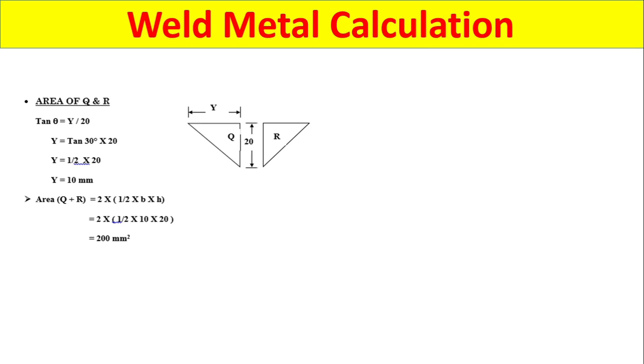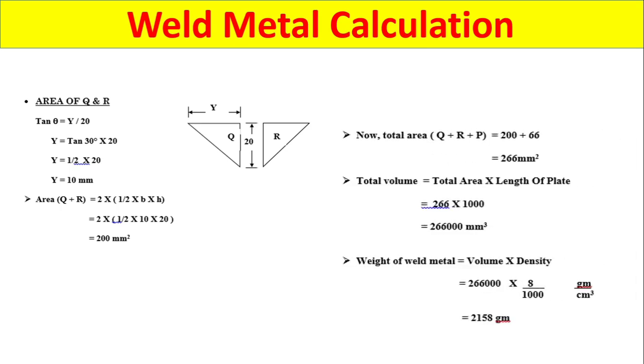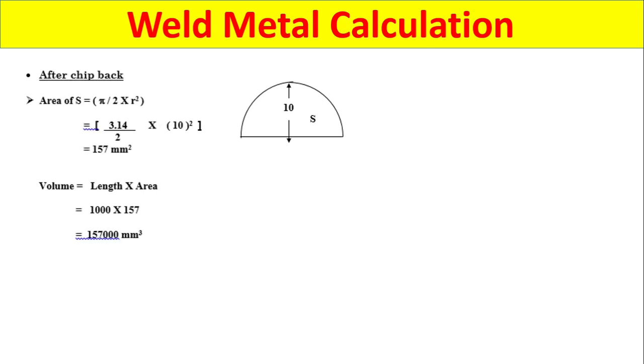Then after that, area Q plus R is 2 into half B into A. This is the area of a triangle, so you can get the area. After that you can find the total area Q plus R plus P. P you already got as 66. 200 plus 66, 266 mm square. So you can get the total volume, that is 266 mm cube. Weight of the weld metal, then simply you get the volume into density. This is a very easy formula, but you have to know the particular figure and what formula will be used here. So now, same here after chip bag.